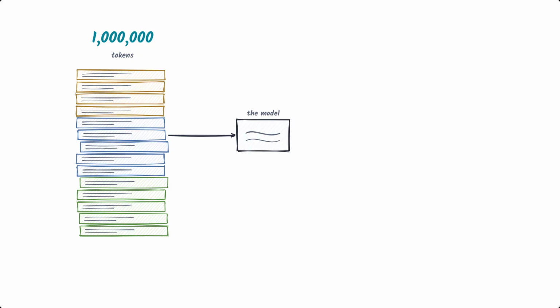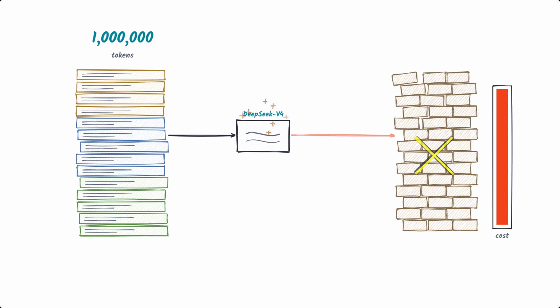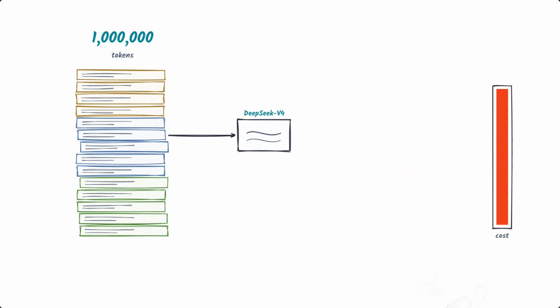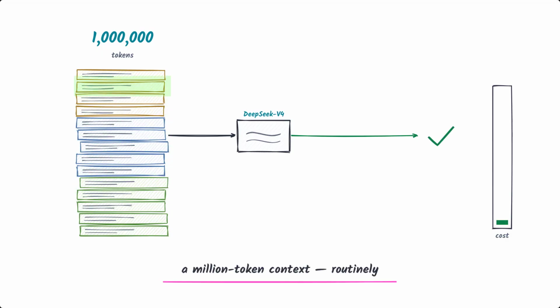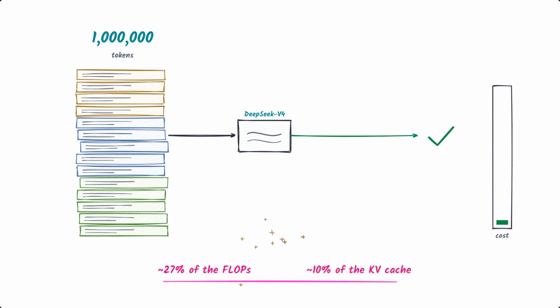The dream of an AI that reasons over that much at once keeps smashing into the same wall. Attention gets catastrophically expensive as the context grows. DeepSeek-V4's whole mission is to knock that wall down, to make a million-token context not a heroic one-off, but something you run routinely. And it pulls it off while using a small fraction of the compute and memory its predecessor needed.